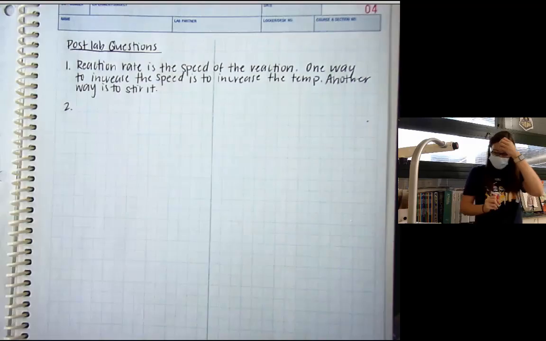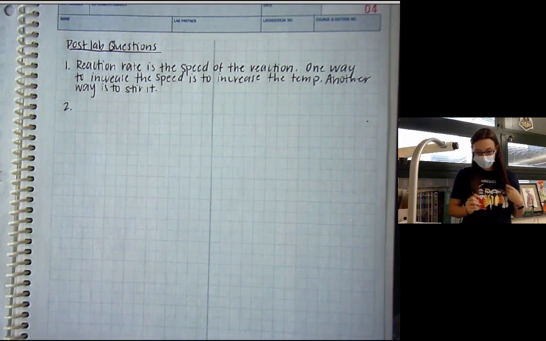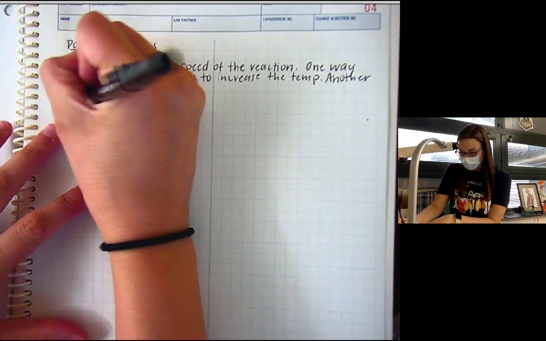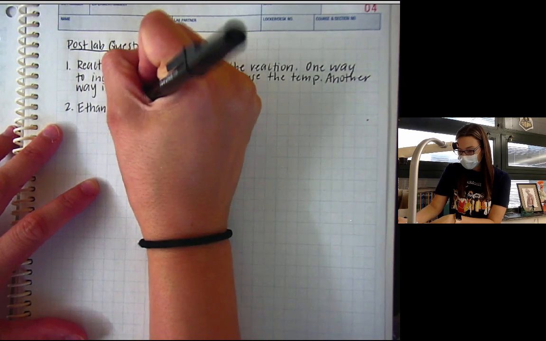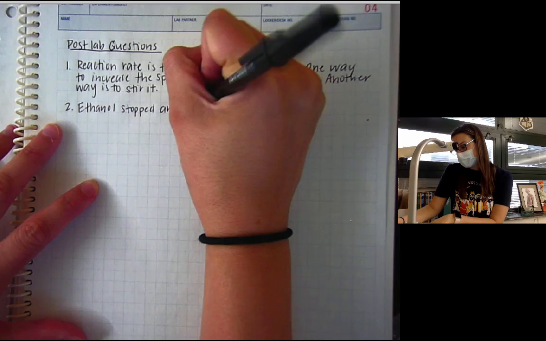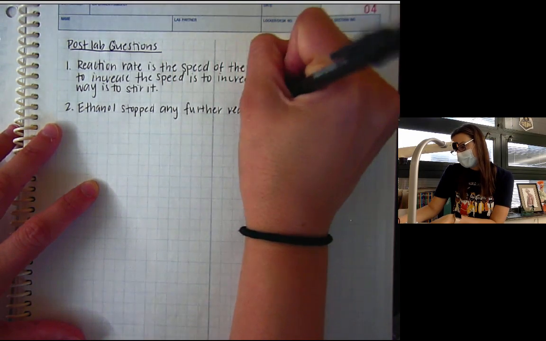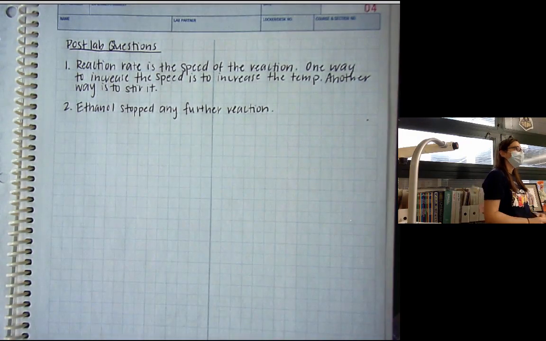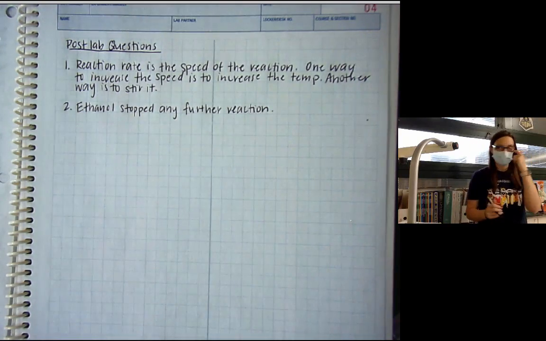Okay, post-lab question number 2. What was the purpose of rinsing the penny with ethanol on day 2? And it says acetone would have also been good. So the point of rinsing with ethanol is that ethanol stopped any further reaction. Ethanol also evaporated pretty quickly, so it allowed our penny to get as dry as possible.